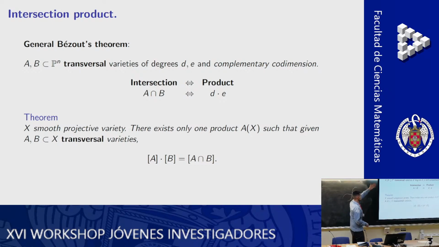So with these ideas, we can talk about the general Bézout theorem. It says that if you take in the projective space two varieties of degree d and e that are transversal in each of the points of the intersection, and of complementary dimensions, so the intersections are going to be points, not lines or curves or surfaces, then the number of points in the intersection is going to be exactly the product of the degrees again.